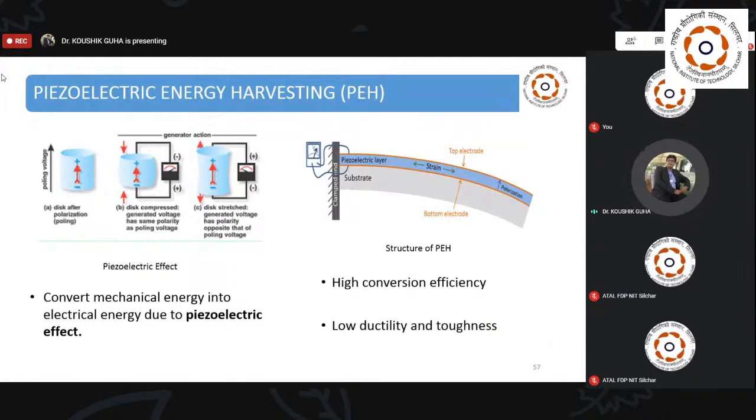So this is the basic piezoelectric energy harvesting mechanism. It is the piezoelectric effect, where mechanical energy is converted into electrical energy. Here we can see there is a substrate, and on top of the substrate a piezoelectric layer is deposited. If you apply some pressure, this piezoelectric layer will bend, and when it bends, strain will be developed, and due to the strain an output voltage will be developed. It has a high conversion efficiency, but at the same time it has low ductility and toughness. That means it is brittle.